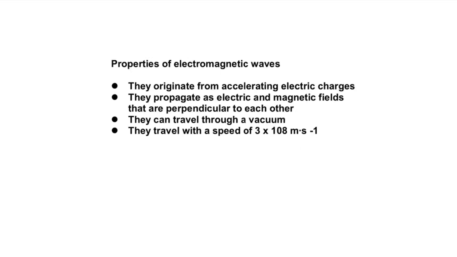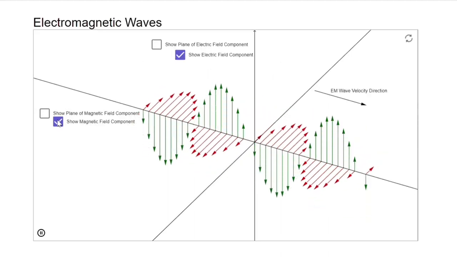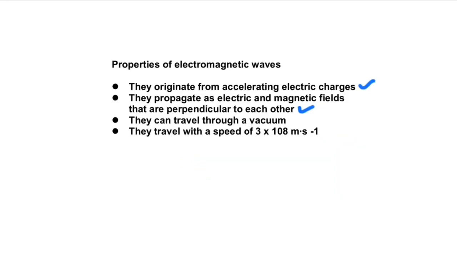Let's carry on. What are the properties of electromagnetic waves? The first bullet point: they originate from accelerating electric charges. We have already covered that. And then they propagate as electric and magnetic fields that are perpendicular to each other. This is how it looks, just like we've covered in the introduction. The third point: they can travel through a vacuum. And lastly, they travel with a speed of 3 times 10 to the power 8 meters per second all the time.